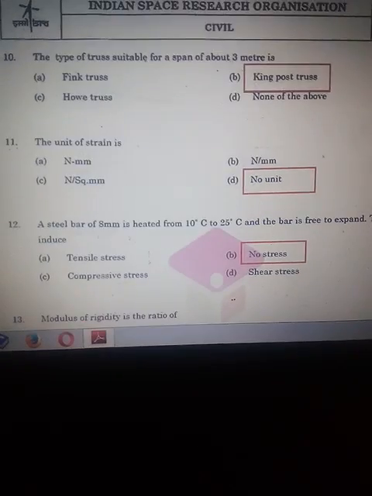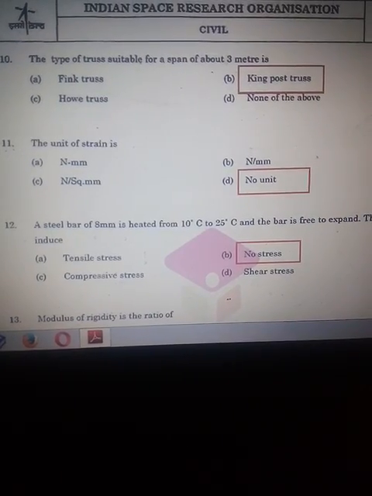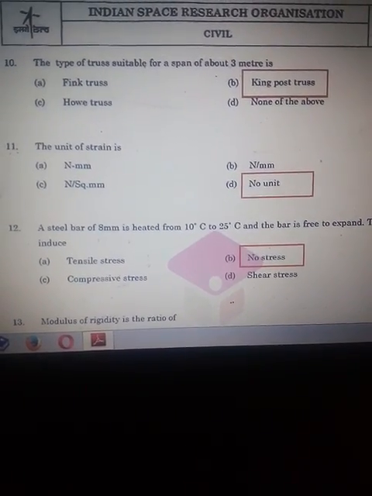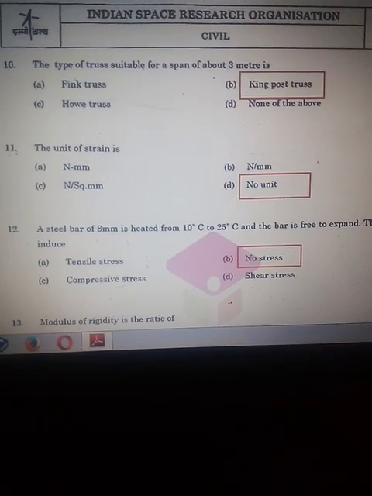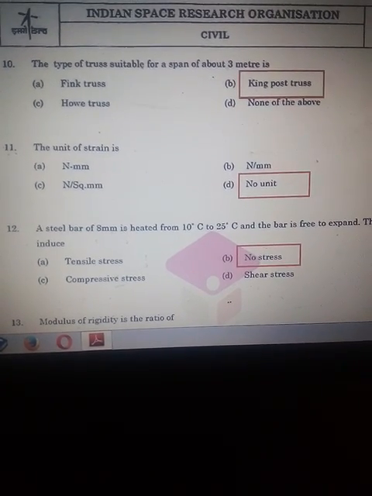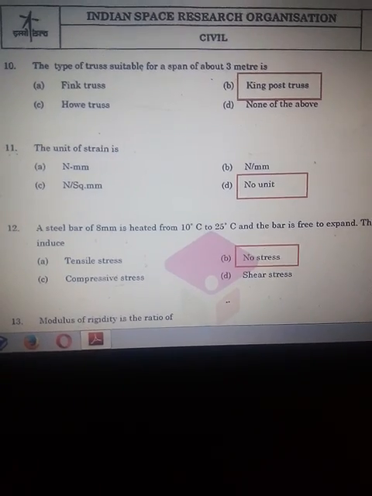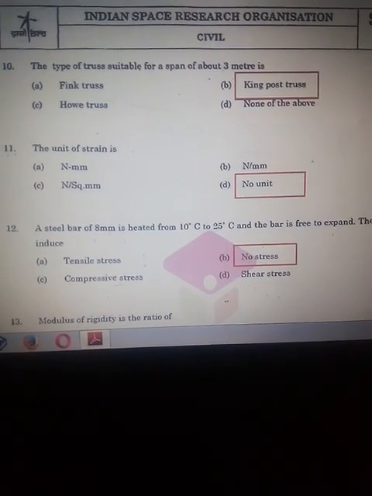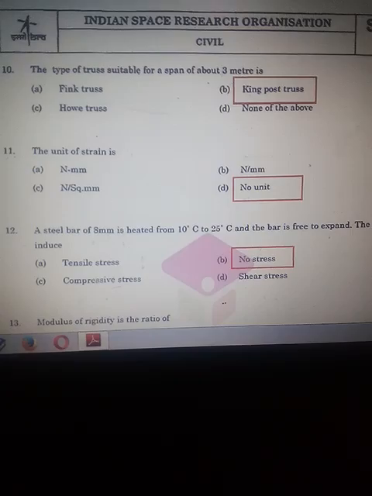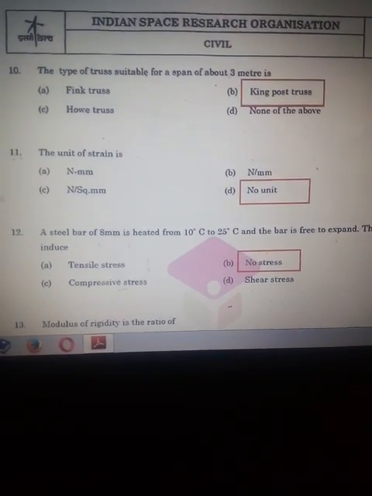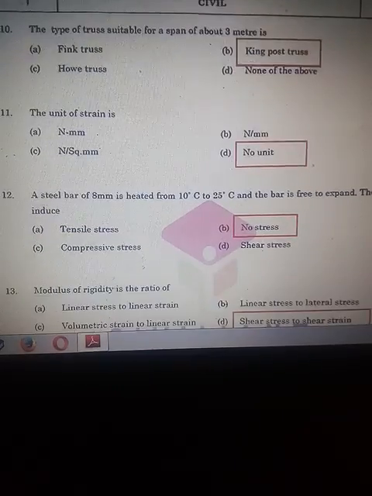Okay. Now next question, the unit of strain is Newton mm, Newton per mm, Newton per square meter, no units. Actually, strain is change in length by original length. That's why strain does not have any units. So it is a unitless quantity. That is, no unit. Okay, the right answer to this question will be D.